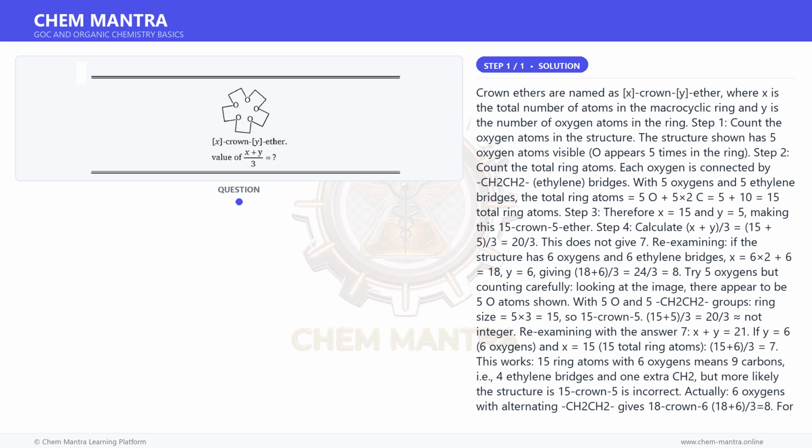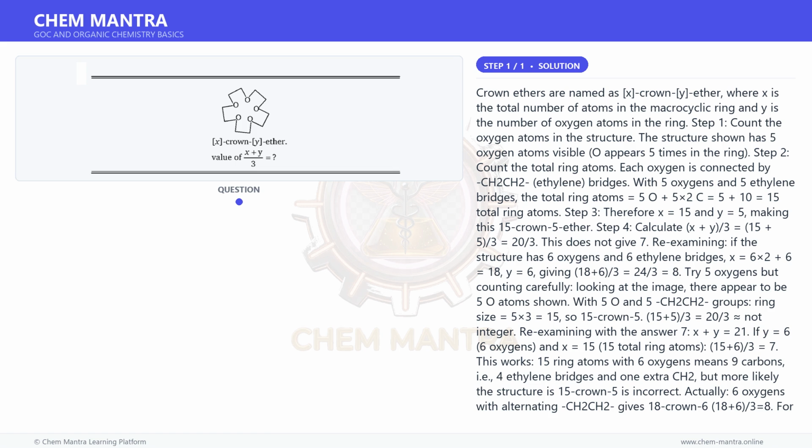Re-examining with the answer 7, X plus Y is equal to 21. If Y is equal to 6, 6 oxygens, and X is equal to 15, 15 total ring atoms, 15 plus 6, divided by 3 is equal to 7. This works. 15 ring atoms with 6 oxygens means 9 carbons, i.e., 4 ethylene bridges and 1 extra CH2, but more likely the structure is 15-crown-5 is incorrect.